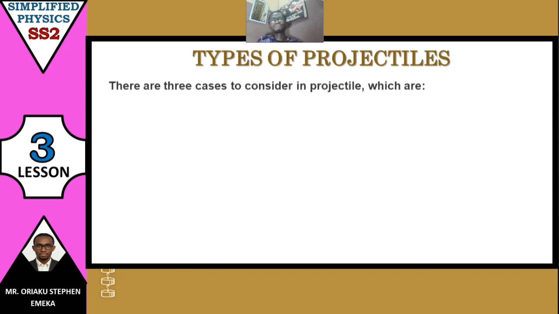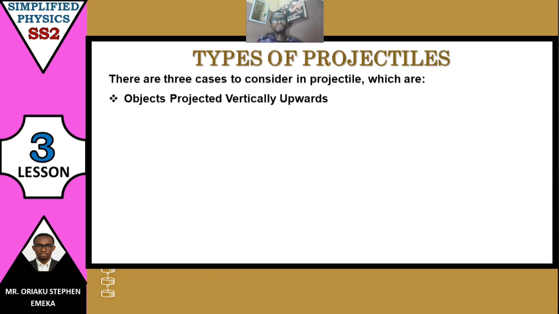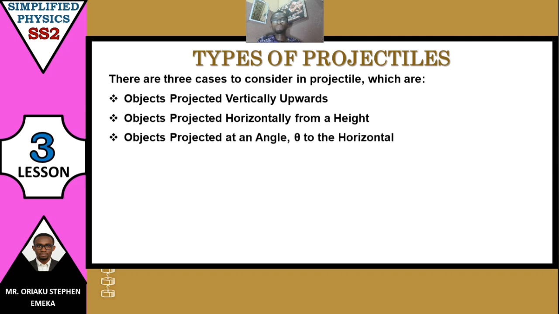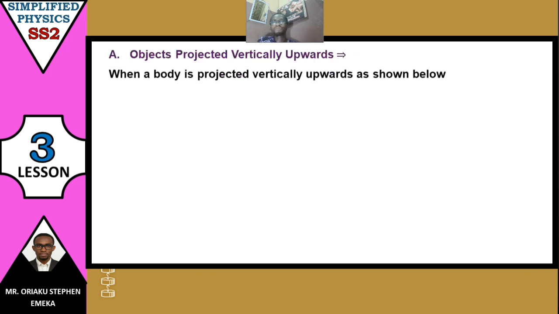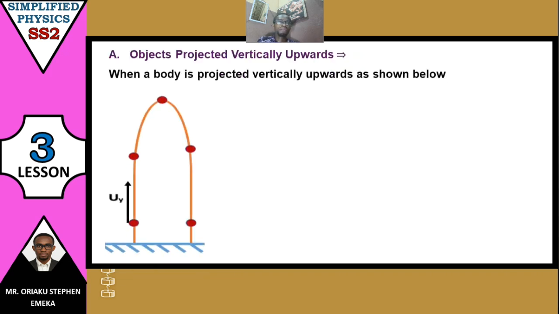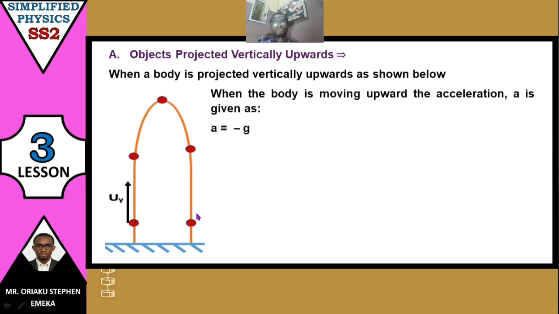Now, you should know there are three types of projectile. The first one is when an object is projected vertically upwards. Next, an object projected horizontally from a height. Then we have an object projected at an angle theta to the horizontal. First, projected vertically upward: this is when an object is projected vertically upward. Now this is the picture of what we have.